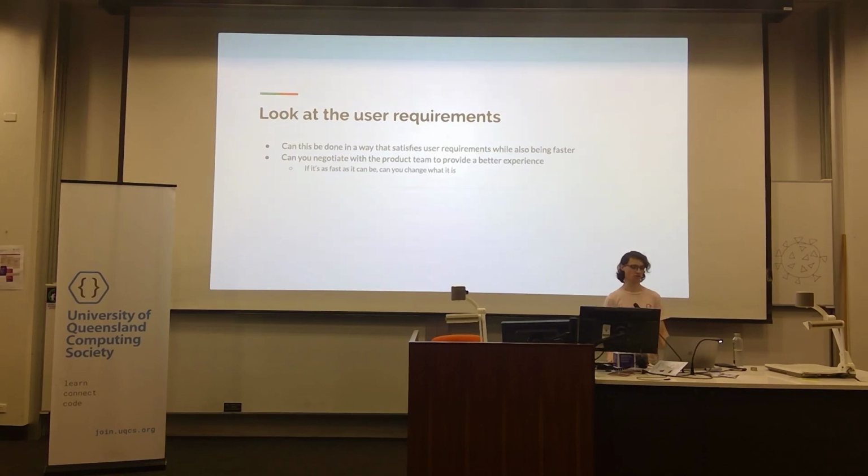Also look at the user requirements because you may sometimes find that, yes, this code cannot be made faster. However, this code was written to satisfy a user requirement, and that user requirement can be written in a way that is actually running faster. Also, in the case that it can't, sometimes try negotiating with the product team and say that it'll provide a better user experience. Those are words that product teams like to hear. So sometimes that'll work. If it's as fast as it can be, try changing what it is.